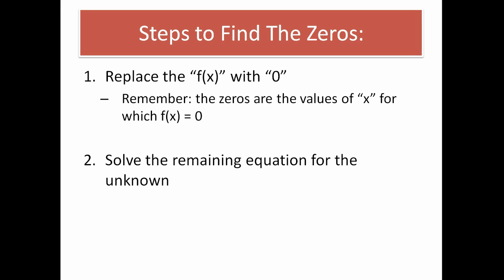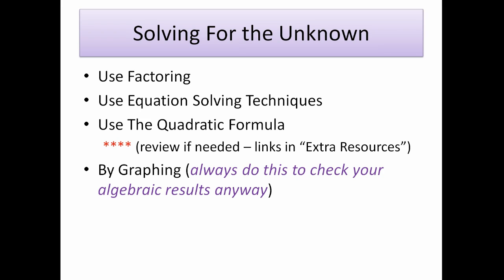Then you will solve the remaining equation for the unknown. It's the solving of the equation that most students get hung up on. How do we get through that equation to find those values of x? When you're solving for the unknown, you have several techniques that you can use. These aren't necessarily all of them, but you can use factoring. You can use basic equation solving techniques, and that would depend on what type of equation you're looking at.